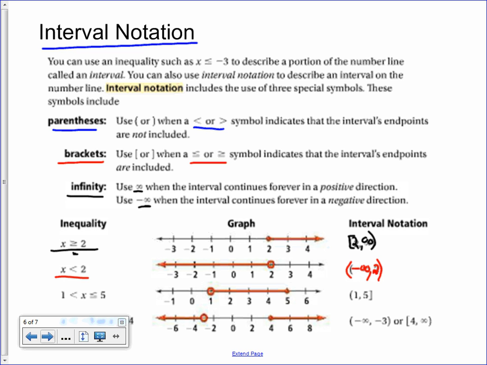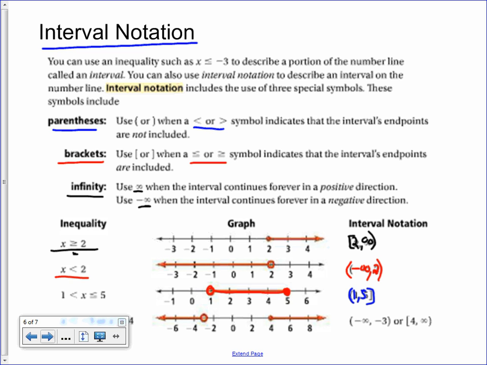If we looked at the inequality 1 is less than x is less than or equal to 5, now I'm going to have an open circle at the 1, going to a closed circle at the 5, which tells me in interval notation I'm going to have a parenthesis at 1, and then I'm going to have a bracket after the 5.